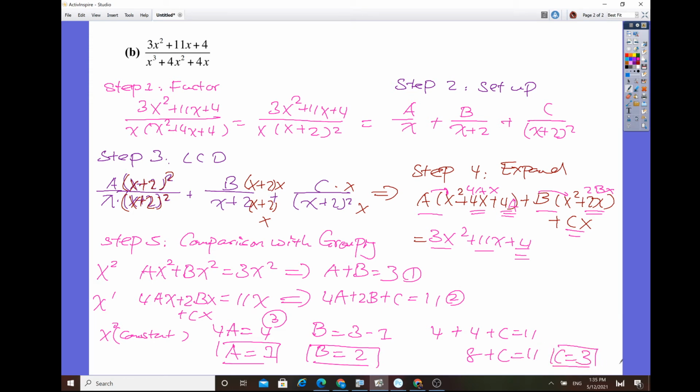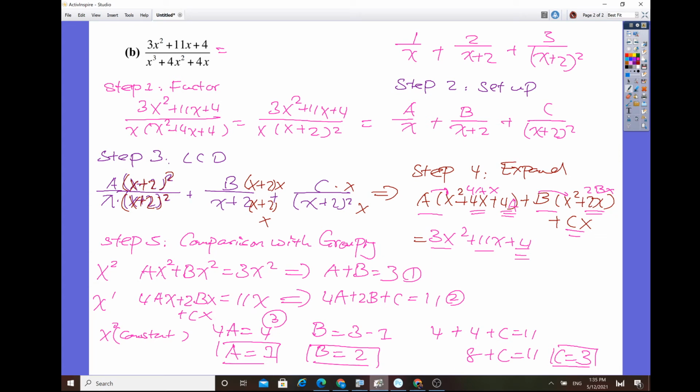So a, b, and c: 1, 2, 3. So 1 over x plus 2, and then plus 3 over x plus 2 quantity squared, for this rational expression, decomposing. Okay, so gotta be very careful with the steps that I need to follow through, so we'll be able to find out all those arbitrary constants.